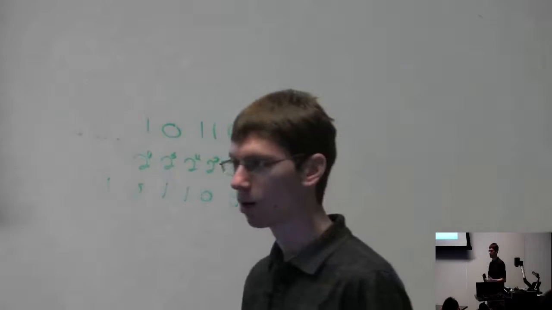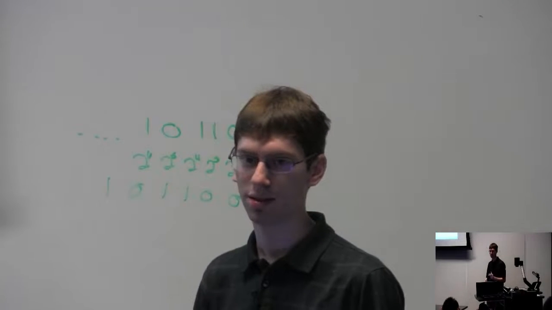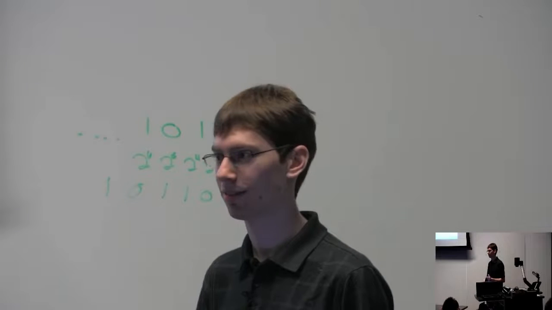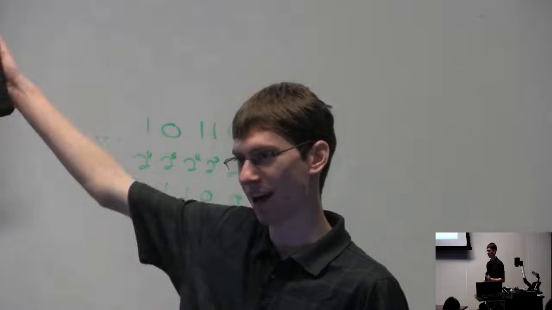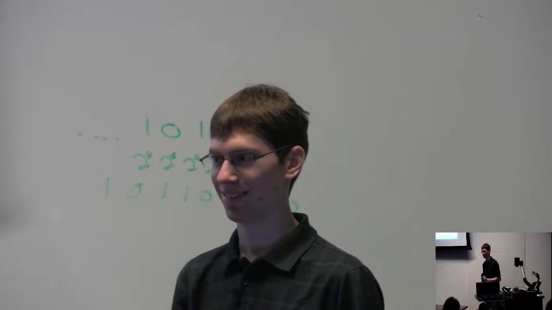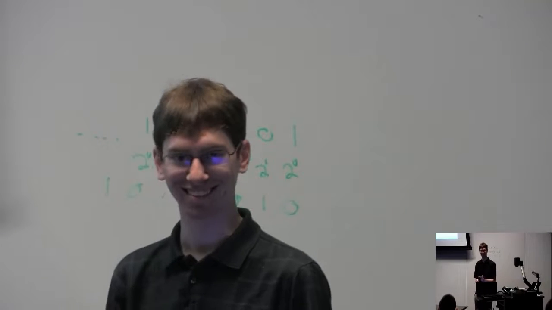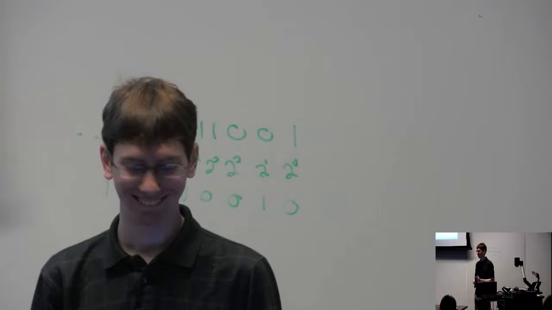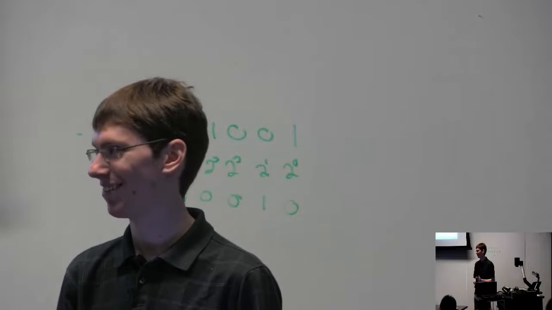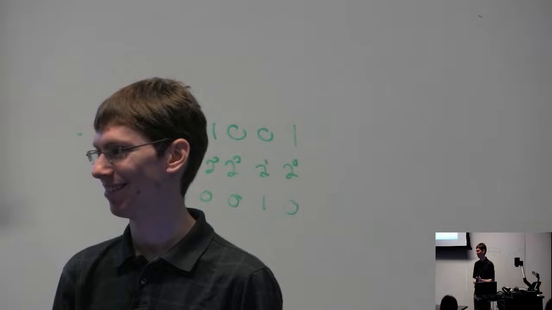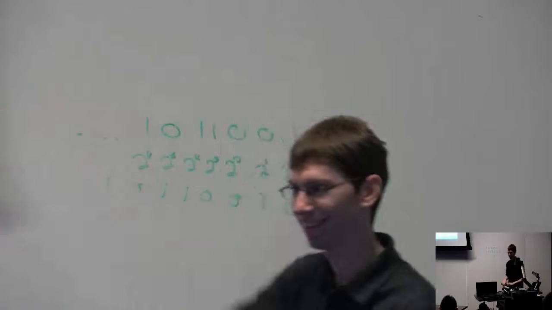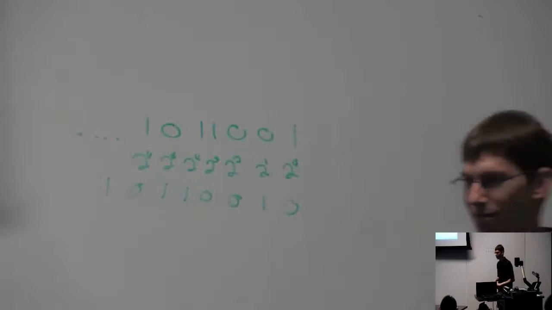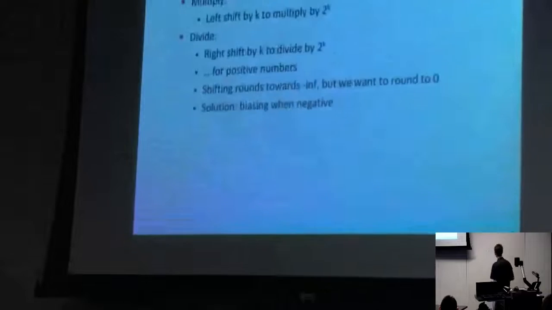But what about negative numbers? What's the problem with negative numbers? This is on the slides, so if you don't remember, you can read it and then tell me. What's the problem with negative numbers? It's going to round towards negative infinity, but we want the division to round towards 0, right?